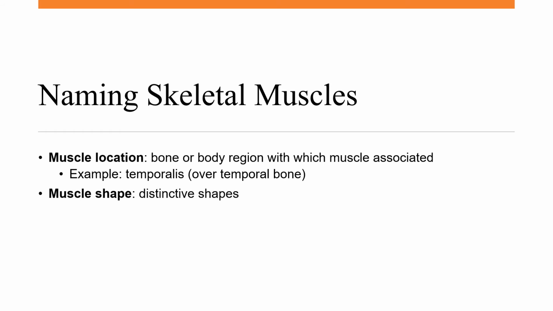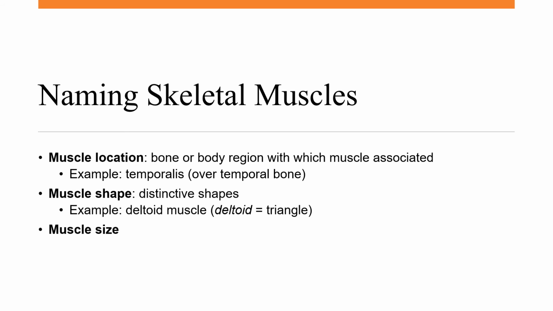The muscle shape will also sometimes be in the name. There are some distinctive shapes. For example, the deltoid muscle is a triangle, and deltoid equals triangle. Muscle size is also one that we see a lot. There are many muscles where the first name of the muscle is the same, but then the second part is different based on the size.